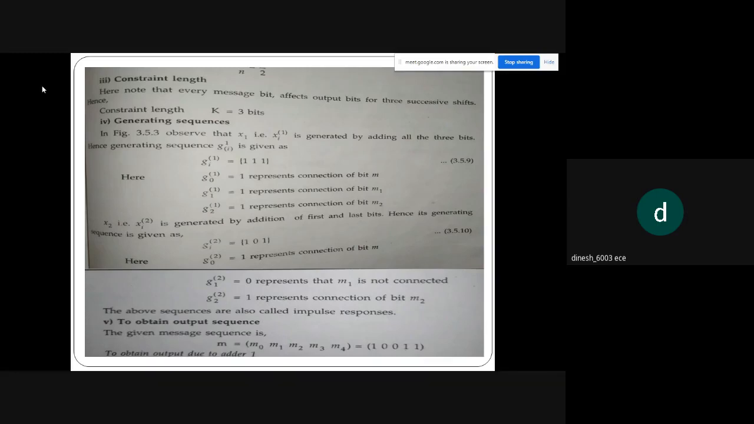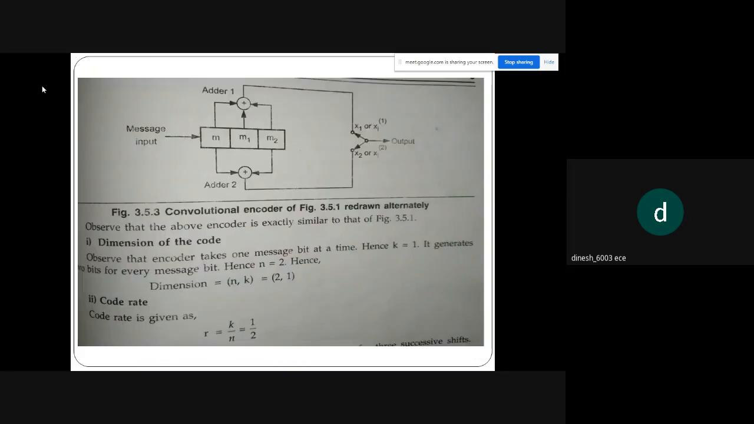Similarly, we can find it for x2 also, which is xi of 2. Xi of 2, or x2, is the modulo-2 addition of m and m2. M is the first bit, m2 is the last bit, so in between we don't get it. You can see from the redrawn diagram, x2 is obtained by modulo-2 addition of m and m2. Okay, so we get x2.